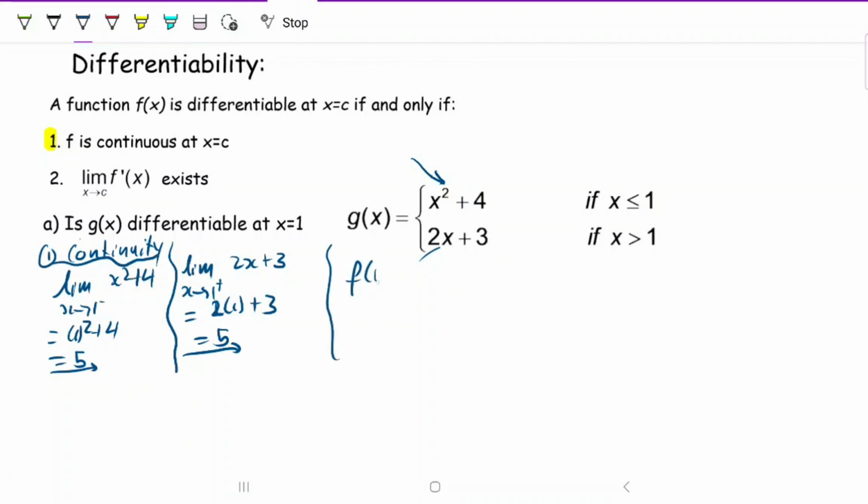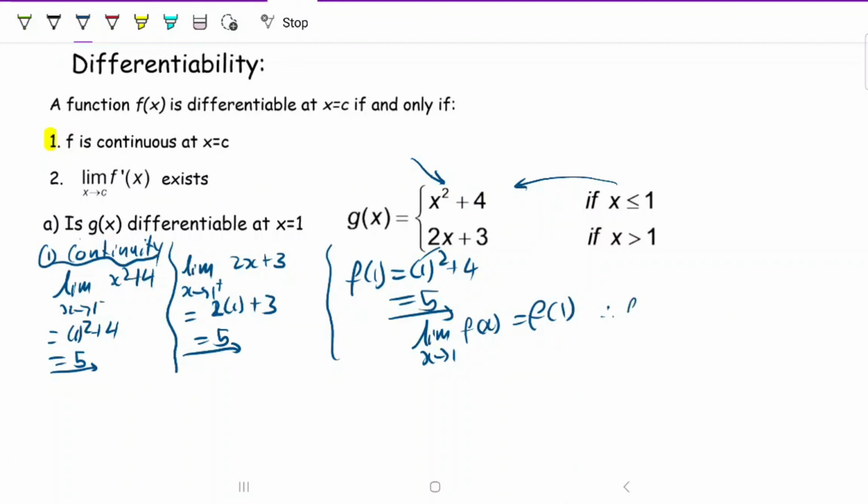So let's check what f of 1 is. Because it is less than or equal to 1, we can sub it into this equation. So this becomes x squared plus 4, which equals 5. Therefore, the limit as x tends to 1 of f of x is equal to f of 1, because everything gives us 5. So we say that f is continuous at x equals 1. Very important for us to note that.